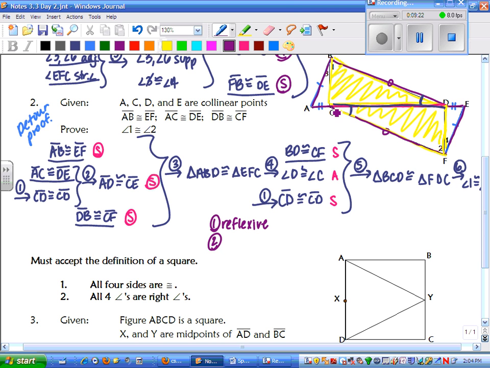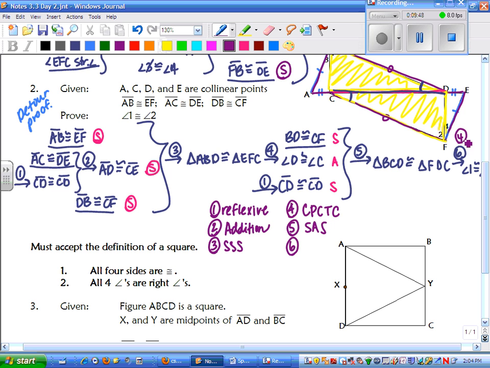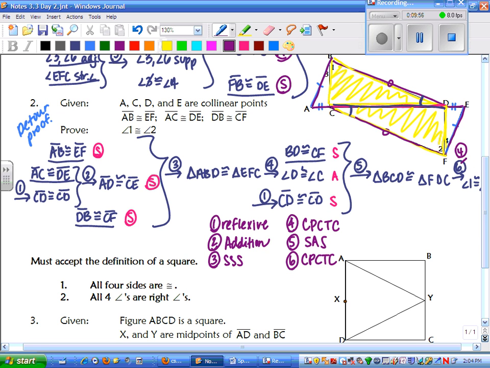Step 2, when I have AC and I'm adding it to CD, I'm using addition again like I did before. 3, side, side, side. Okay, 4, how do I go from triangles to parts of the triangles? Corresponding parts of congruent triangles are congruent, CPCTC. 5 is side angle side. And then 6 is the same. If you want to label this a 4 instead, you could also have done that. Or just write it again, CPCTC. Okay, since these are the same, you can just have this as being 4 instead of 6 if you want to do it that way.